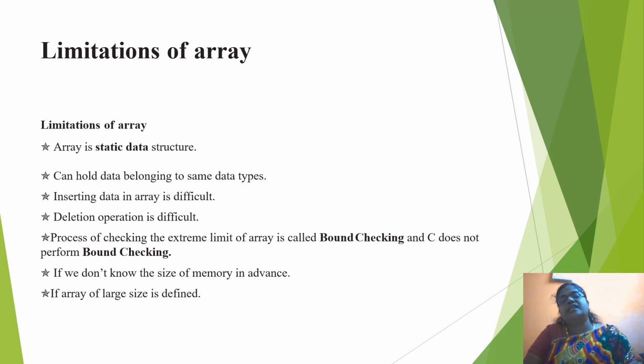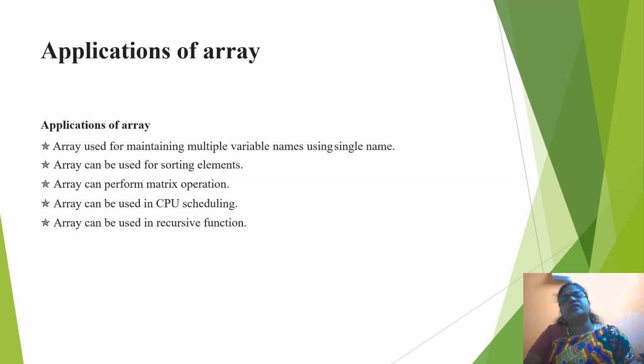Next are the limitations. An array is a static data structure that can hold data belonging to the same data type. Inserting data in an array is very difficult. Deletion operation is difficult. The process of checking the extreme limit of an array is called bound checking, and C does not perform bound checking. If we don't know the size of memory in advance, an array of large size is fine. So next is the application of arrays.